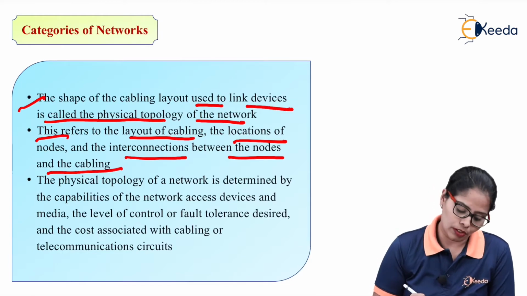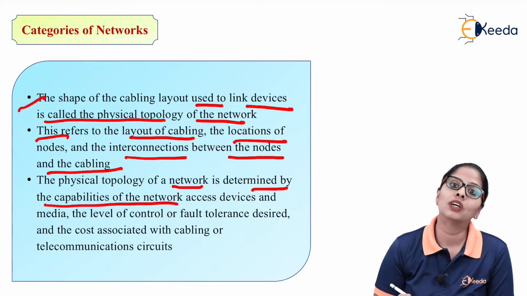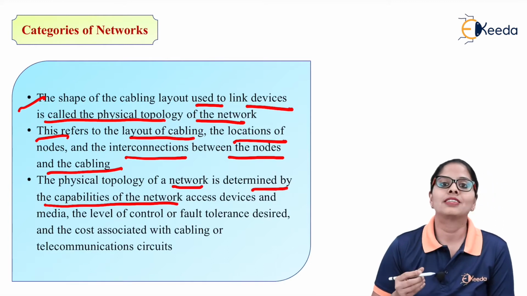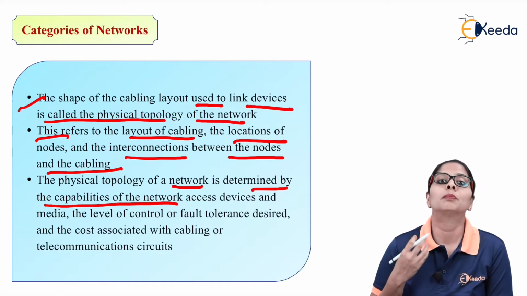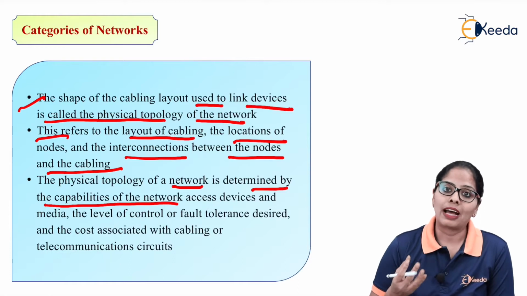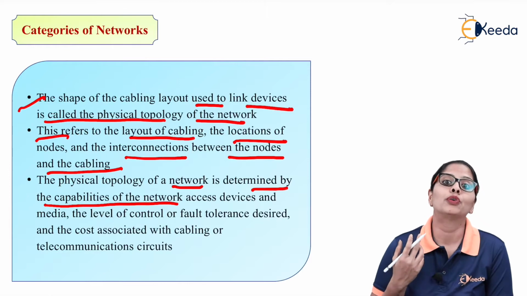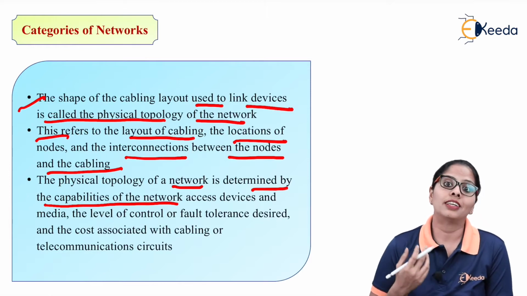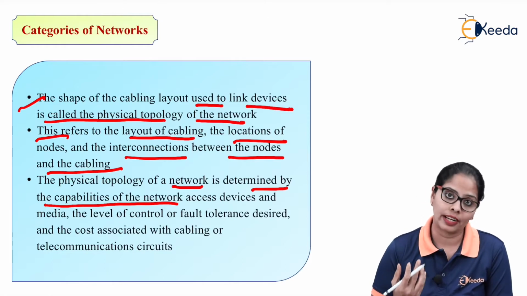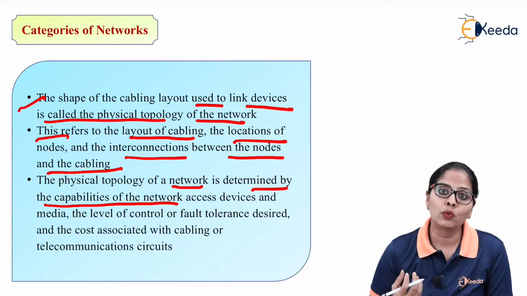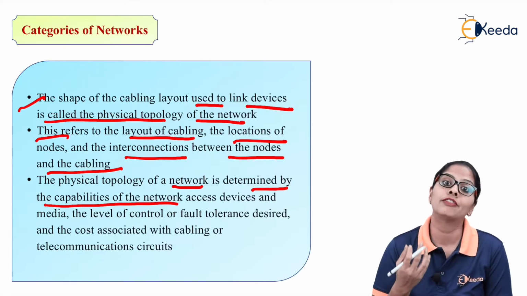The physical topology of the network is determined by the capacity of the network access device. So basically, how a particular link can be accessed by a particular device. As you know, on a shared resource, at a time only one computer can transfer data, whereas with a dedicated link, both computers can transfer data over that link. So which computer is able to access a particular device, we decide in the physical topology.